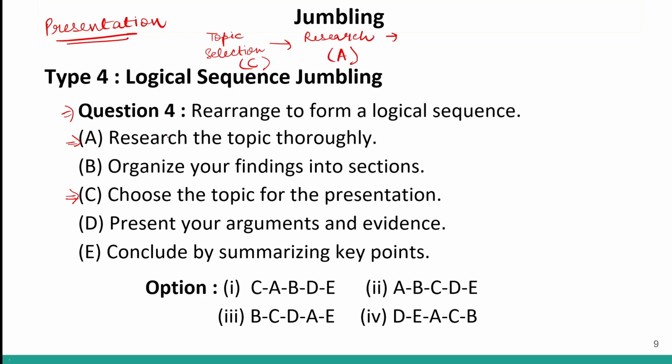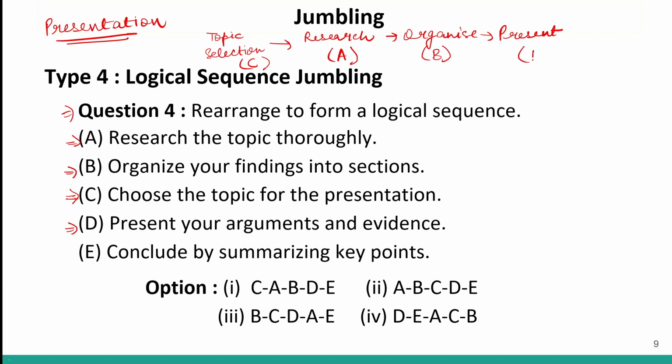Okay. Once I have all my content with me, I know this will be required in my presentation. Then what I'll do is organize my findings into sections. I gathered the information and then I will organize it. Correct? So after this, we'll get B, right? Then, once I have organized my presentation, I will present it. So I will start presenting it. I have my presentation with me, so I'll present my arguments and evidence.